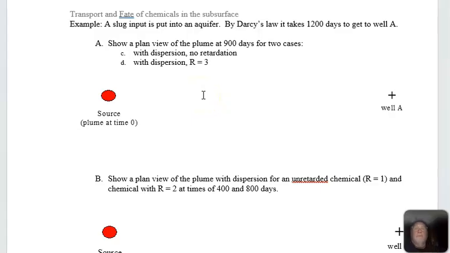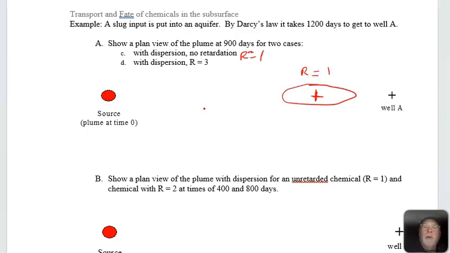Here's another one. A slug input or pulse input is put into an aquifer. By Darcy's law, it takes 1,200 days to get to well A. At 900 days, by Darcy's law, for a conservative chemical with no retardation factor, so we'd say R equals 1, that would be 3/4 of the way. And it does have some dispersion.